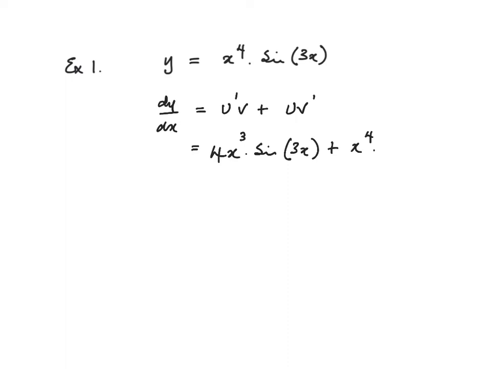Now sine becomes cos, and we multiply by the derivative of the bracket. So that's what we end up with. 4x cubed sine 3x, 3 times 4, 3 times x to the power of 4, and then cos 3x.